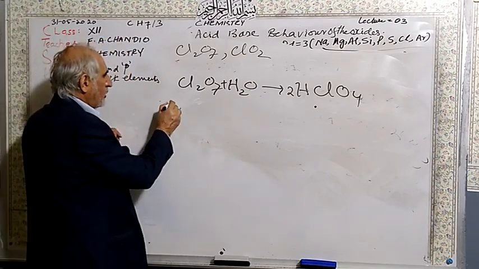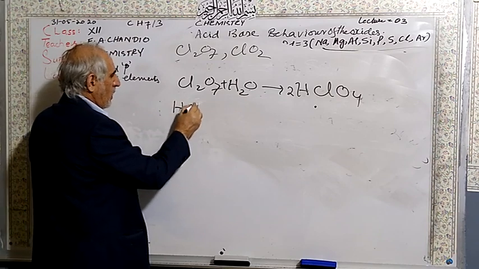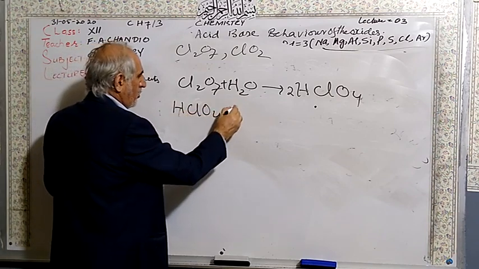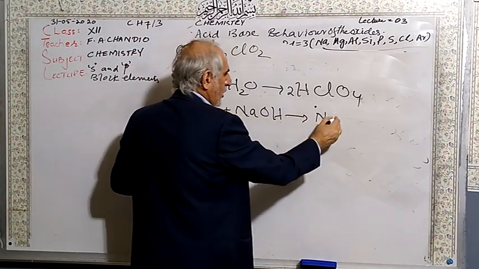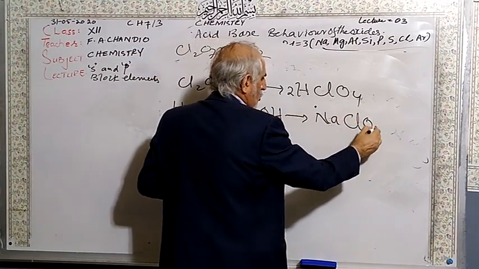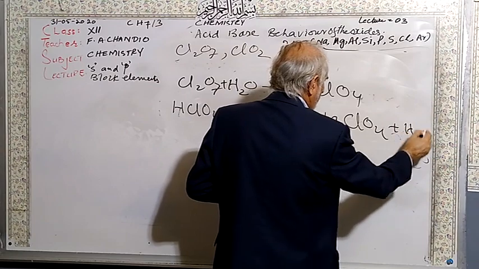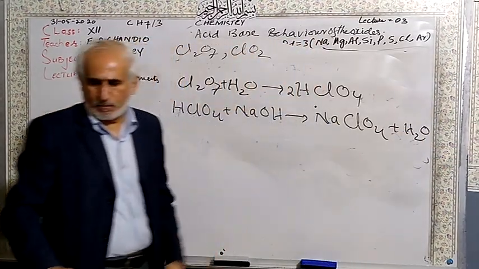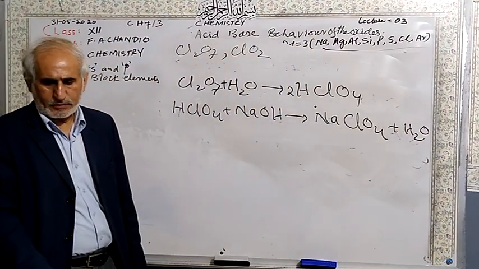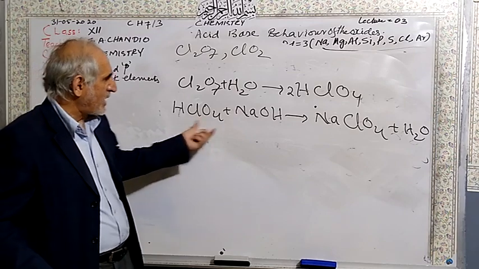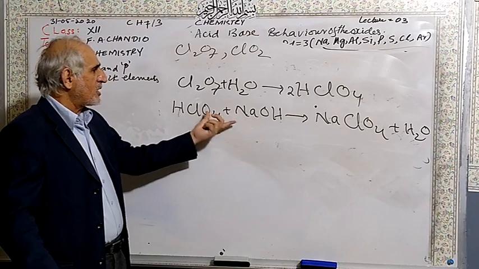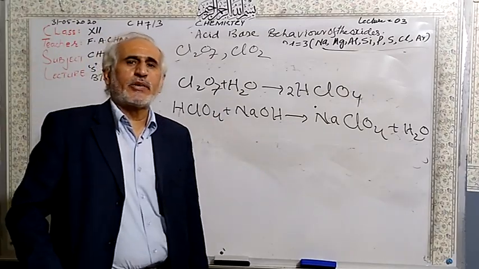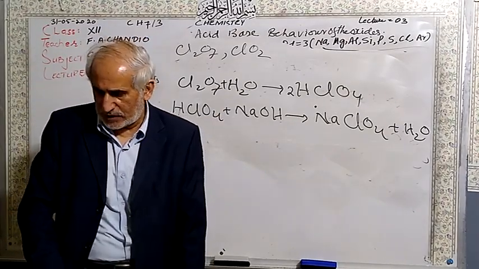So it can react with a base to form a salt, sodium perchlorate, and water. This is sodium perchlorate. Perchloric acid gives sodium perchlorate. So this is the base, this is the acid, so this is an acid-base reaction, a neutralization reaction taking place.